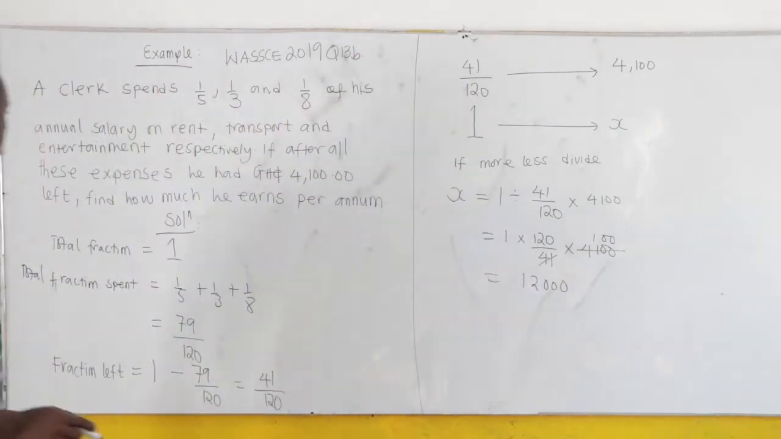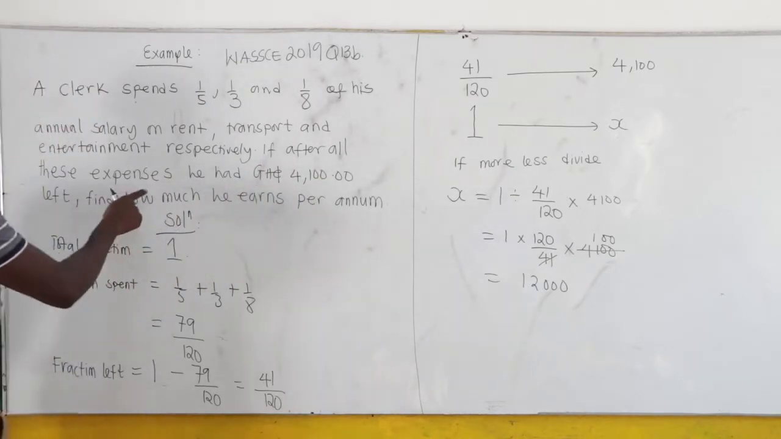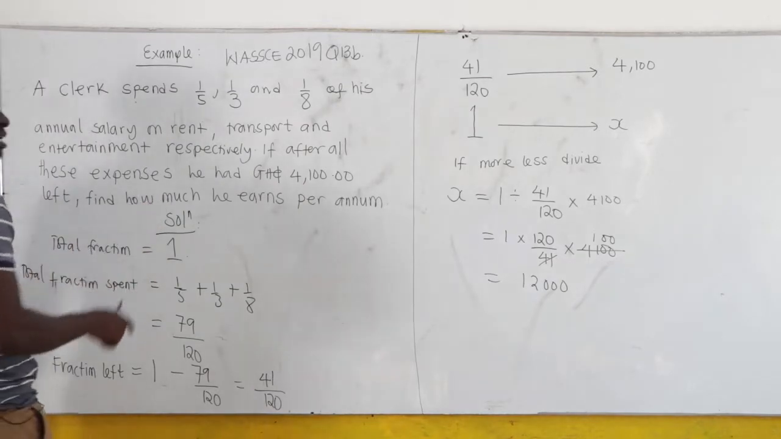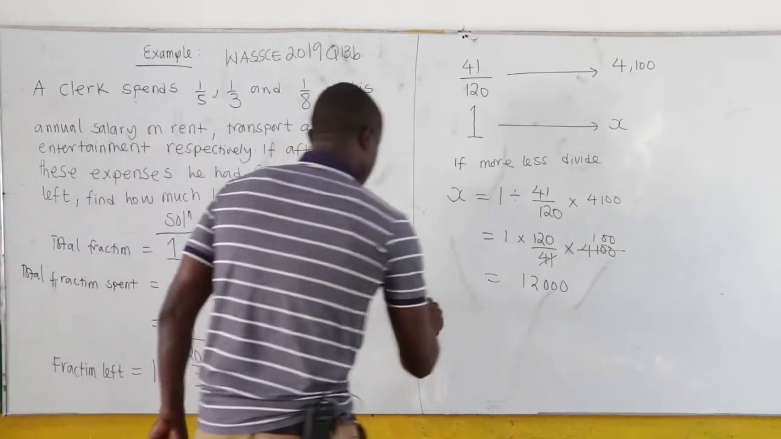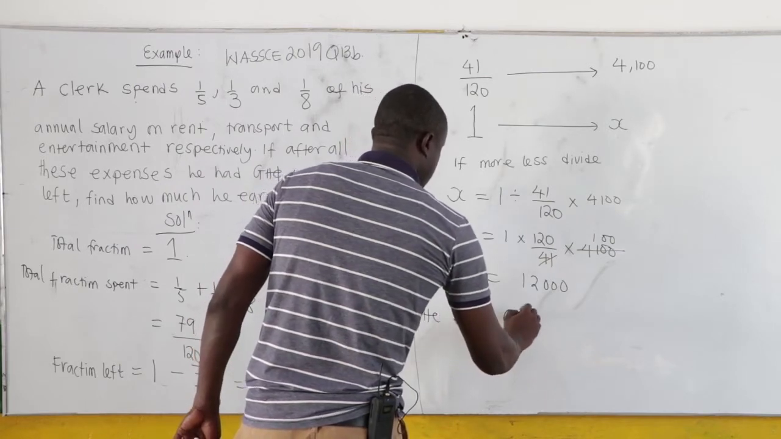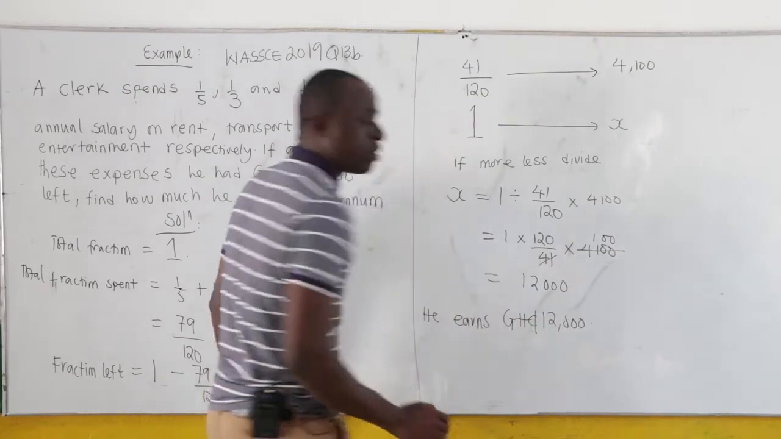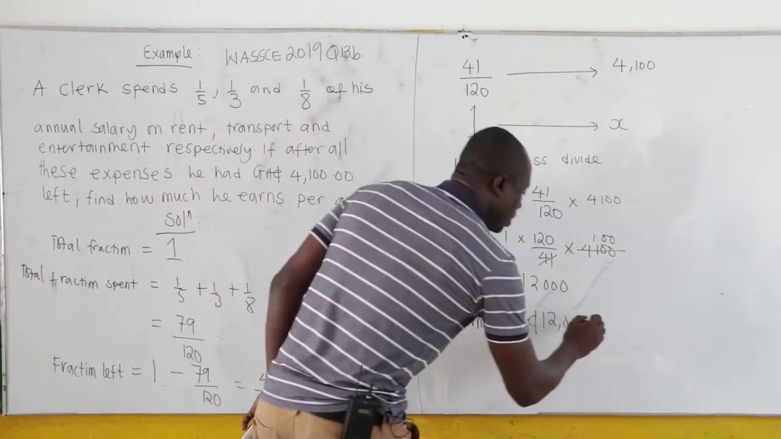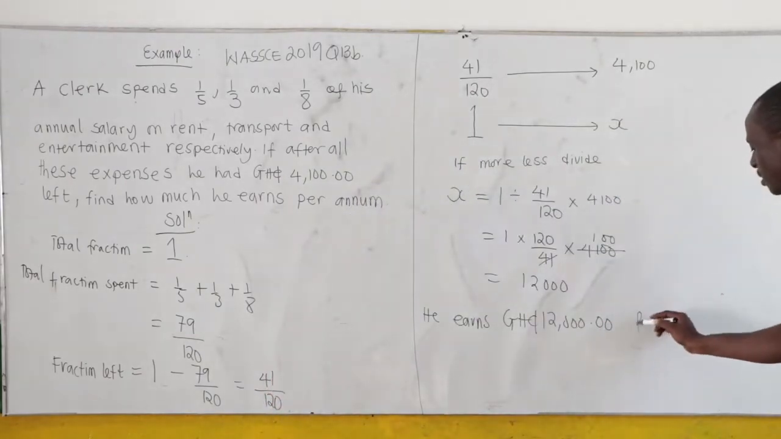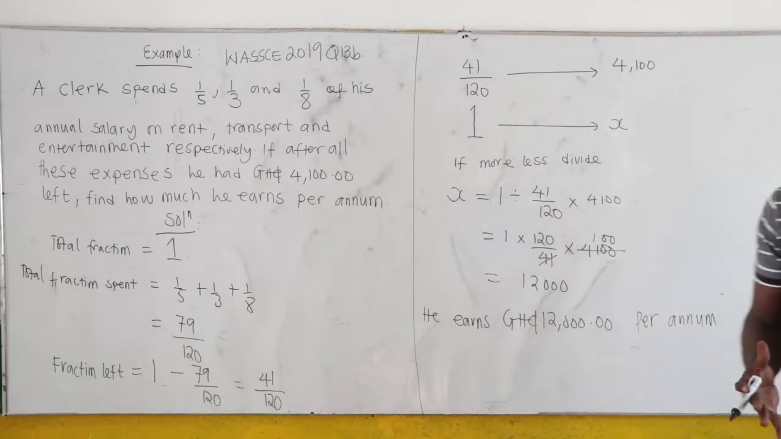Now, the question says that if after all these expenses he had 4,100 cedis left, find how much he earns per annum. So he earns 12,000. Please, because it is currency, that will be 12,000.00. He earns this per annum, which is very, very easy.